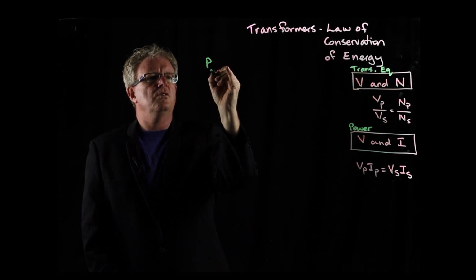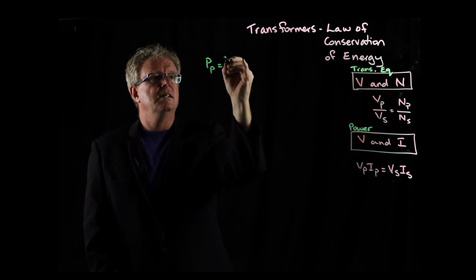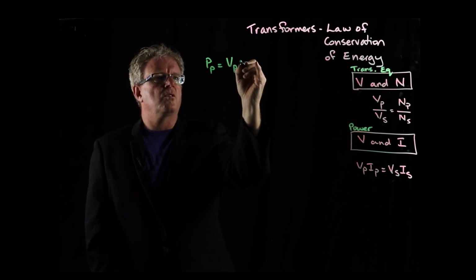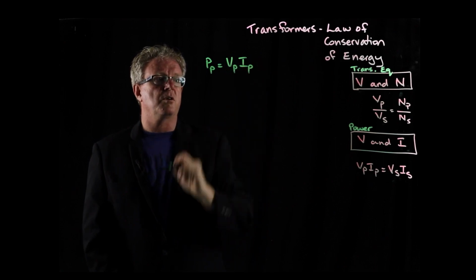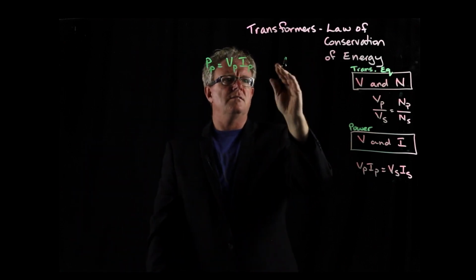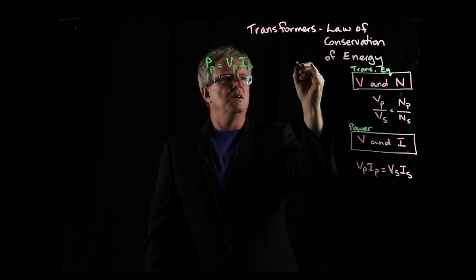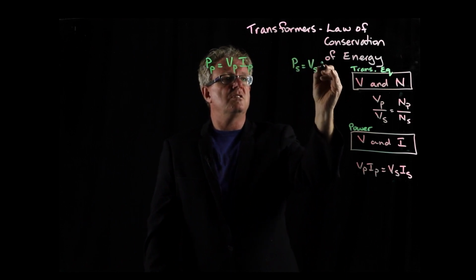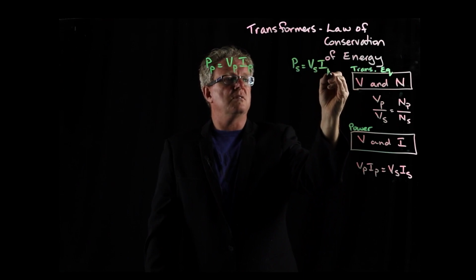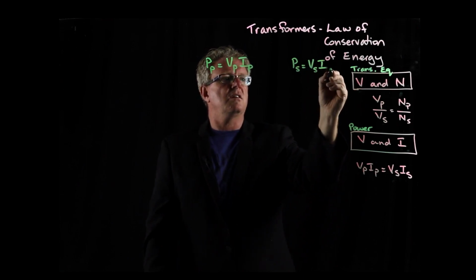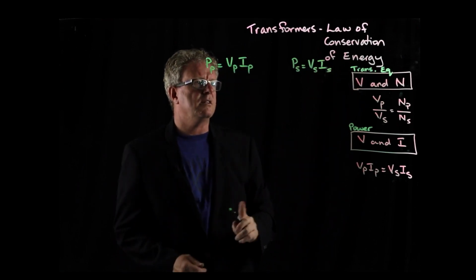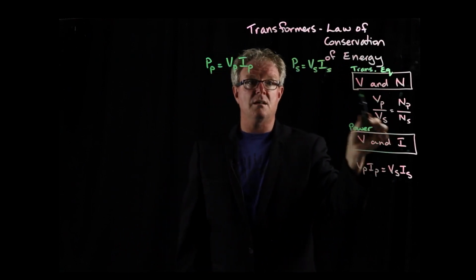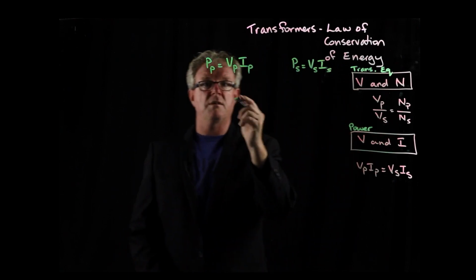So the power in the primary coil is equal to the voltage in the primary coil times the current in the primary coil. Then, well, it's a bit squishy, but power in the secondary coil is equal to voltage in the secondary coil times the current in the secondary coil. All right, so what we want to do is make V the subject in both of these. So let's make V the subject.